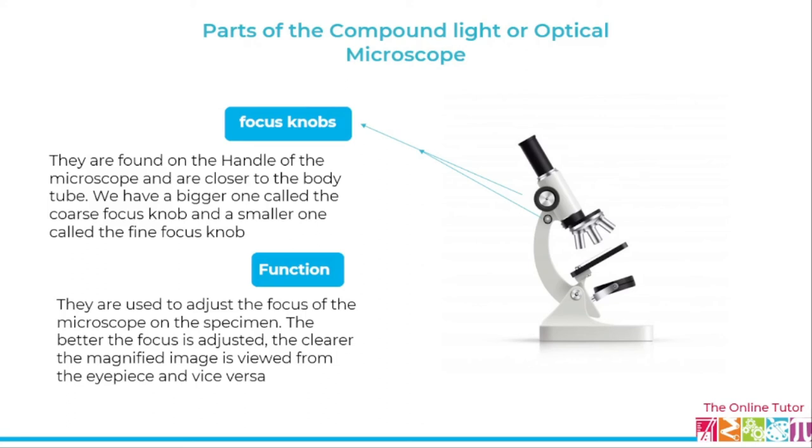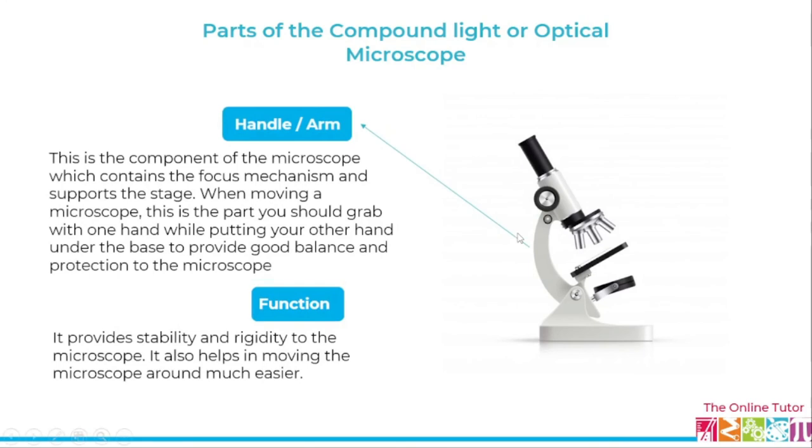So that is the function of the focus knob. It is used to make sure that the image of the object or the specimen that you are observing is clearer and not blurred. So you use the focus knob to focus on the image to get a clearer image and not a blurrier image.